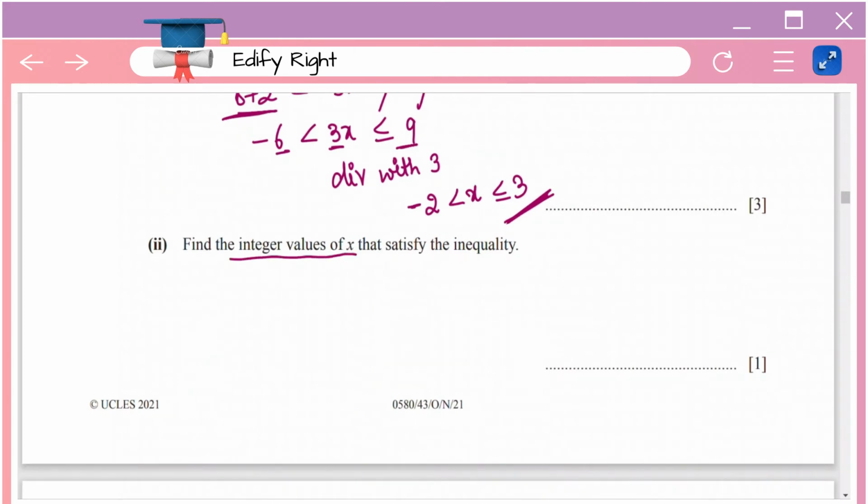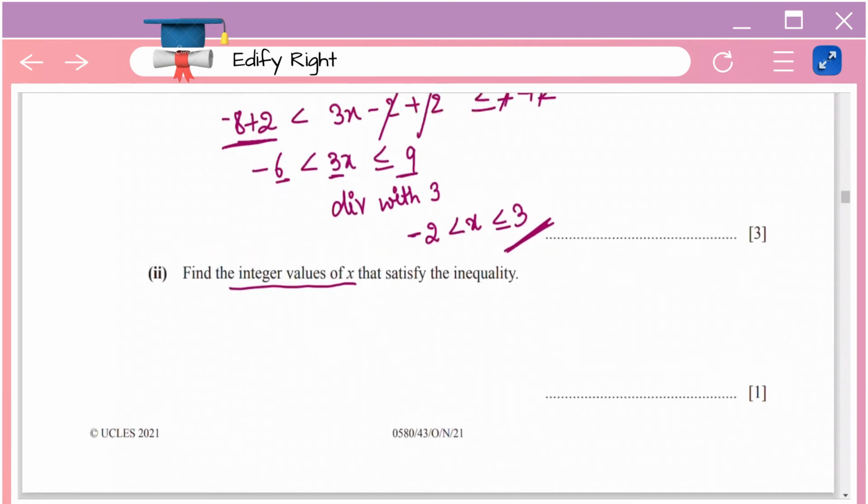Next, find the integer values of x such that it satisfies the inequality. So here, as you can see, the range of x operates within minus 2 and 3. So the only values of x that you can assume here are minus 1, 0, 1, 2, 3. I'm including the last value as 3. Why? Because as you can see here, the inequality is not just less than, it's less than or equal to, which means it also includes the value of 3.